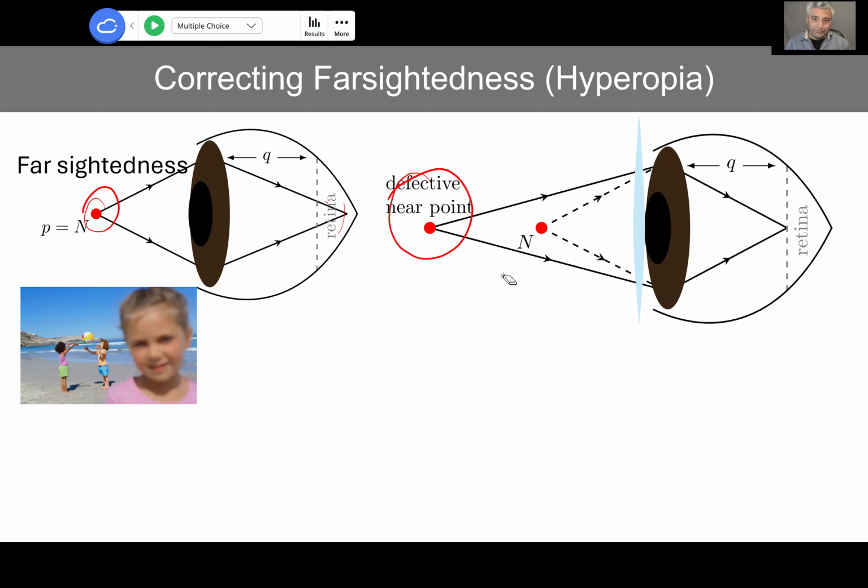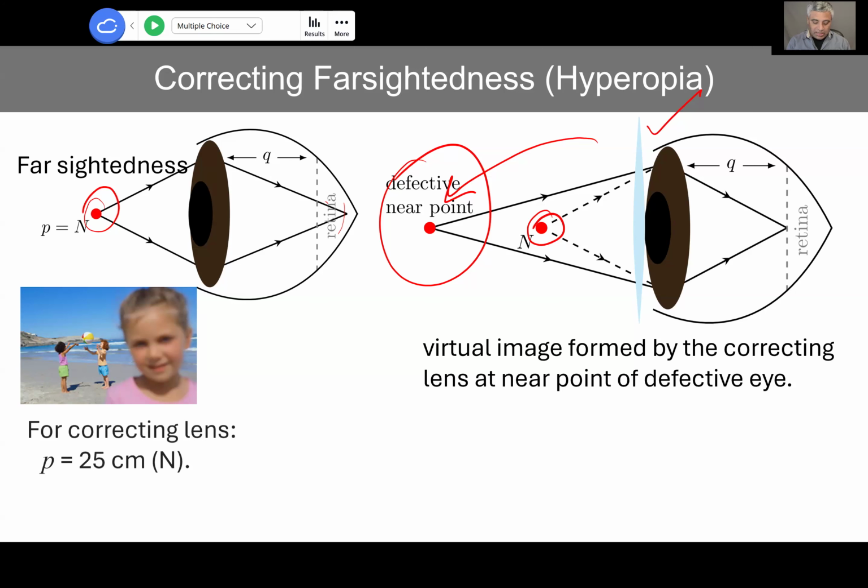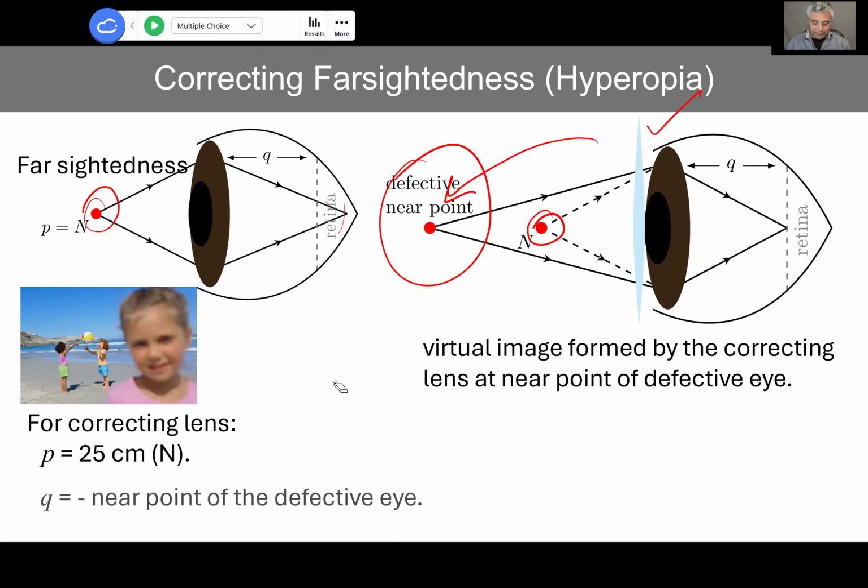Now we want to correct the vision. So how do we do that? The image formed by this lens has to be at the near point of the defective eye. So you put the object here, and then the image has to be formed here. So that means you can calculate the focal length similarly. Okay. So for the correcting lens, the object distance, because that's where we want to see it, right? So the object distance is going to be at the near point. And then the image distance, so the image has to be formed at the near point of the defective eye. Okay, so that's that.